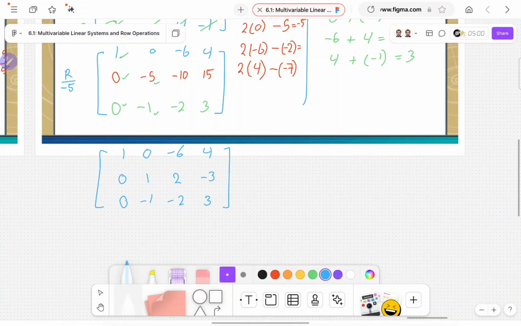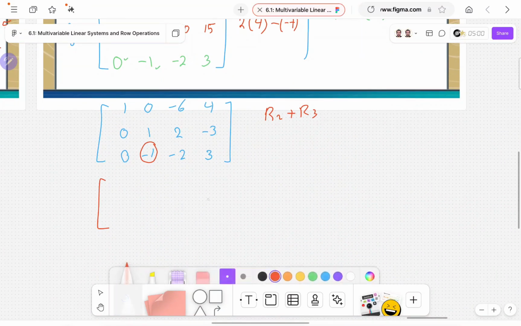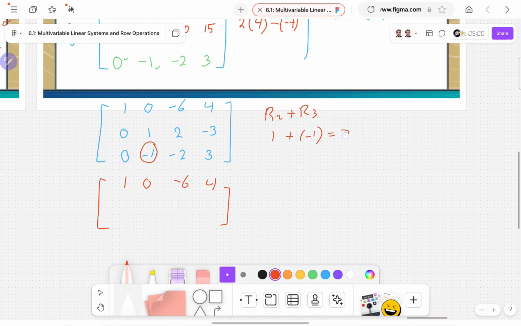Now let's make this value equal to 0. So I need to solve row 2 with row 3. As you can see, we just add them. So the new matrix will be, let's write the new matrix. Row 1 stays same, 0, negative 6 and 4. So row 2 is 1 plus row 3 is negative 1. So the answer is 0. So this is 0, this is 0.